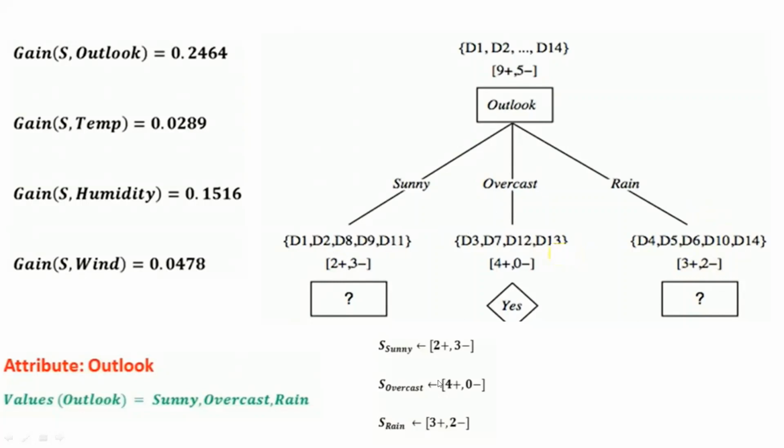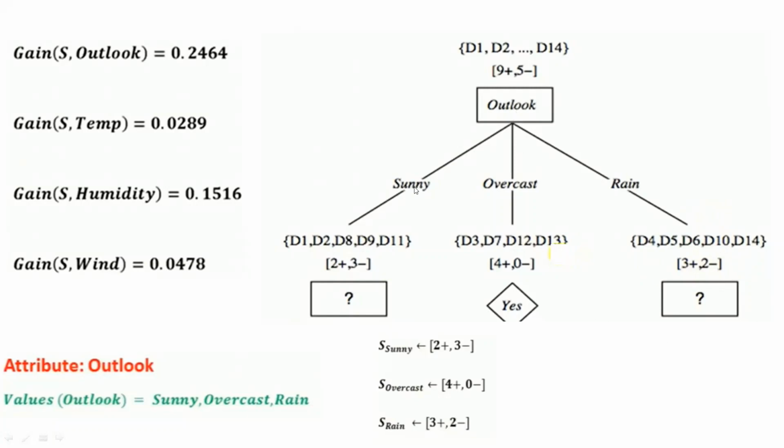And overcast, if you observe carefully, is having only 4 positives. There are no negatives here. Hence, whenever the root node with overcast comes, there is a possibility of only yes. There is no possibility of no, right? Hence, I can directly represent a leaf node here by considering the class label as yes. Later, if you consider rain, it is also having 3 positives and 2 negatives, total 5 values, right?